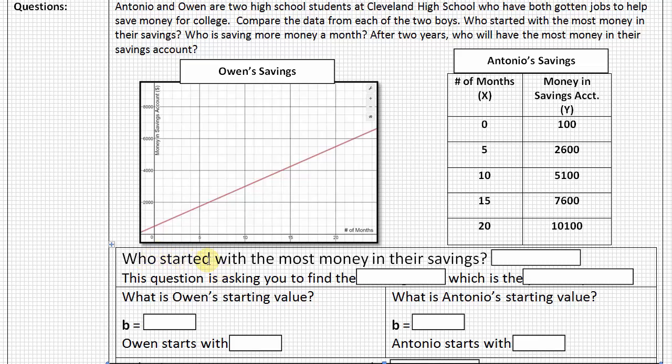If we're asking who started with the most money in their savings account, what might be the most helpful? And there are some cues here. The question is asking you to find the starting value, because it asked who started with the most money. And the starting value is also known as the y-intercept. So for Owen's, can you find what his starting value is from the graph? And for Antonio's, can you find what the starting value is from his table?